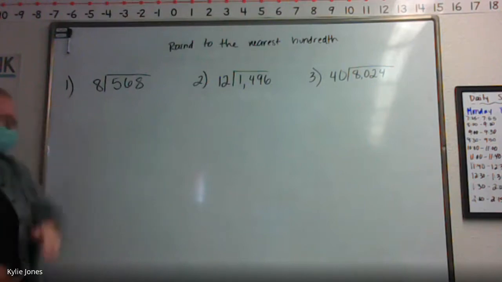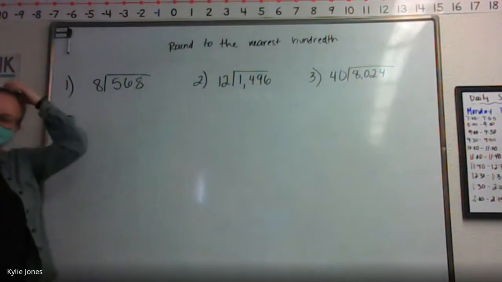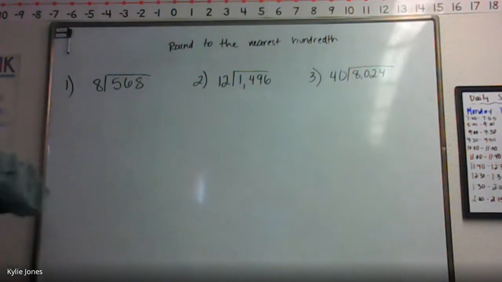I'll give you about... If it stops at the hundredth, that's good. This needs to go out 2 decimal points.